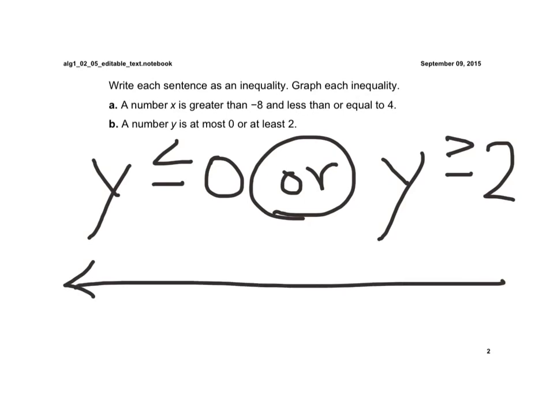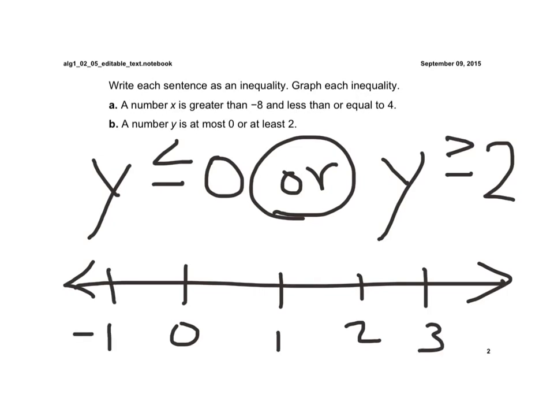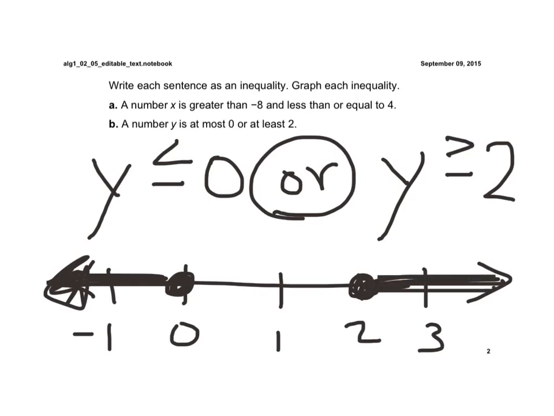So when I graph this, I have 0, 1, 2, 3. Go ahead and put the negative 1 there. I have less than or equal to 0. And we have greater than or equal to 2. And so graphically it really shows that there's no way that any number can satisfy both of the inequalities. In fact, there's a few numbers in this part that don't satisfy either of the inequalities. But this is a compound inequality using the word or.